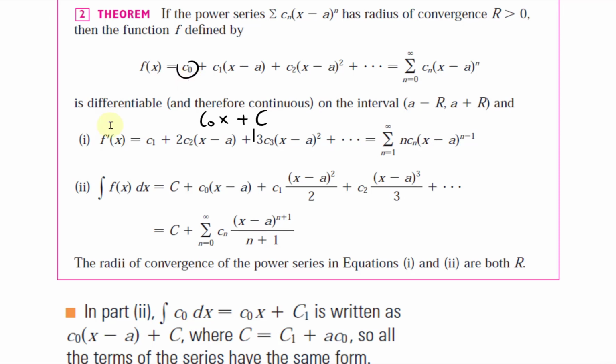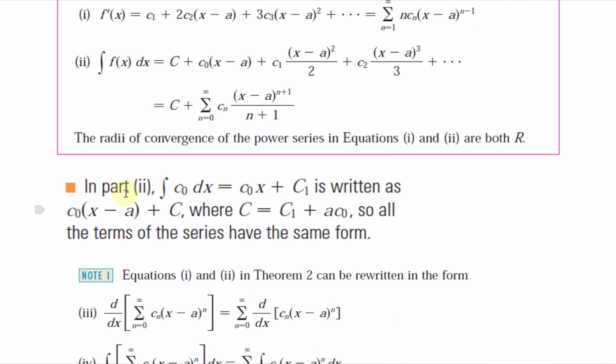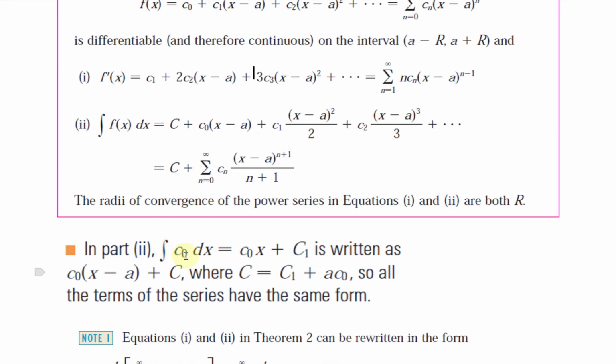But they've rewritten it like this, and I'll get to that in a bit. I'll also just show that right here. So in part II, the integral of c0 dx is equal to c0 x. Integral of a constant goes to x, and then plus an extra constant, they'll call it c1, is written as c plus c0 times (x minus a). So there's a plus c there, where the c without the subscript is equal to c1 plus a c0.